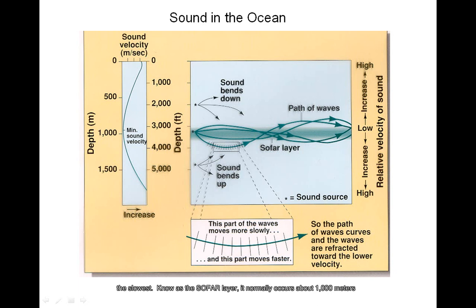Known as the SOFAR layer, it normally occurs about 1,000 meters beneath the surface. Sound waves bend towards this location where they move the slowest, then travel around the globe in this layer. Some whales actually take advantage of this layer to communicate with one another over thousands of kilometers of open ocean.